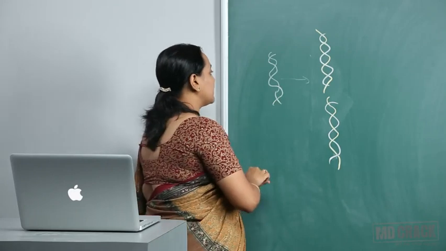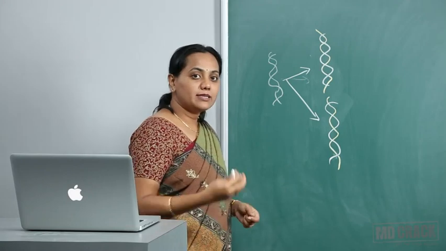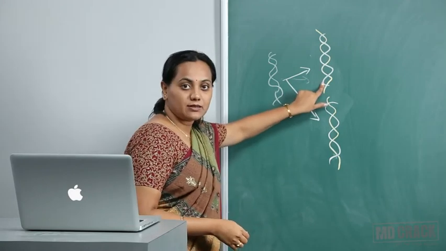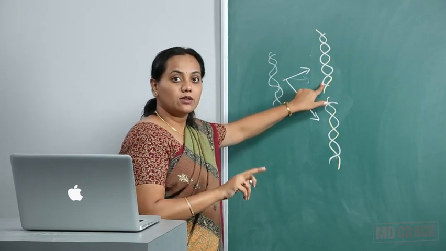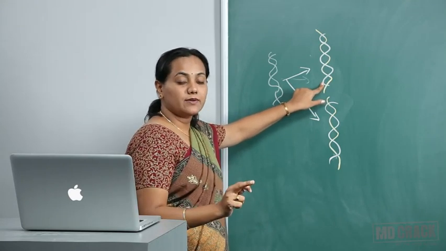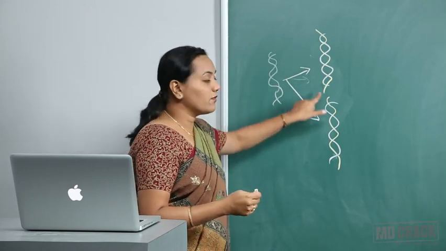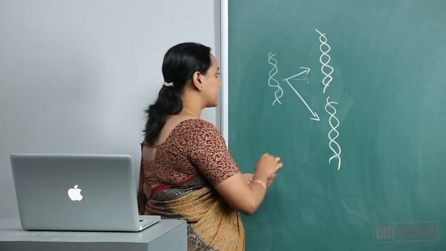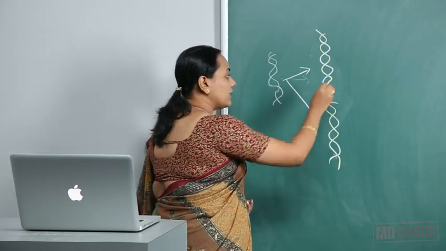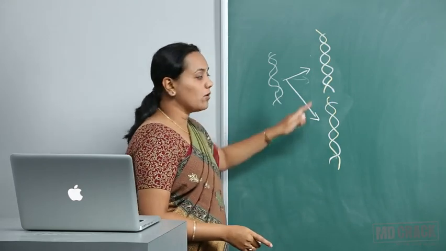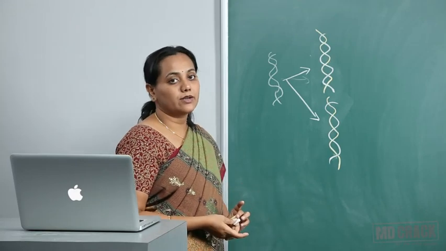So this is a semi-conservative model. Why semi-conservative? There has been conservation of the original DNA, but complete conservation? No, only partial conservation. Why? There is one new strand and one old strand. So this is the new strand and this is the old strand. Each daughter cell will contain one old and one new. This is known as the semi-conservative model.